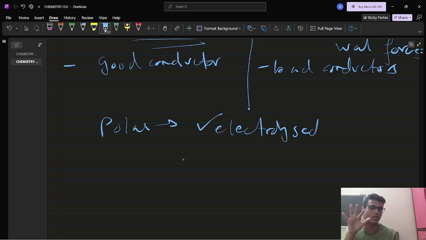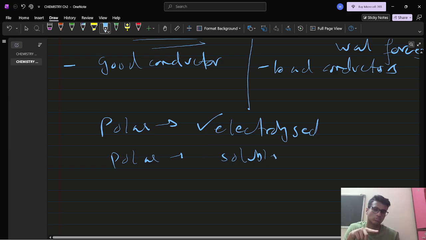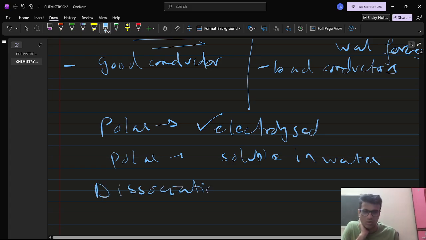This was the one catch, and it is equally important; the rest you can go through. Polar can be electrolyzed, and polar are also soluble in water, but non-polar are not soluble in water. And one more thing they ask, this will also come 100%: dissociation and ionization. This is the last concept of the chapter.